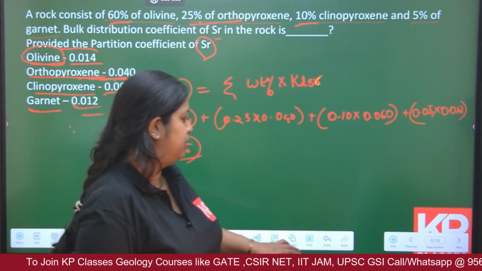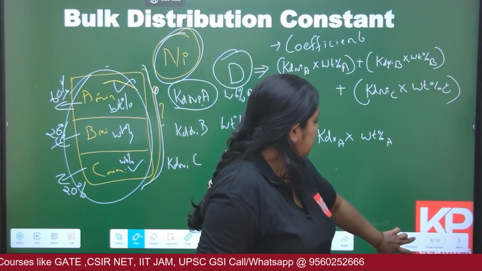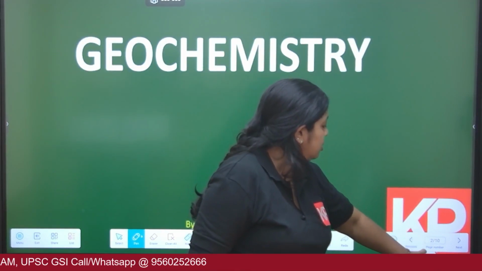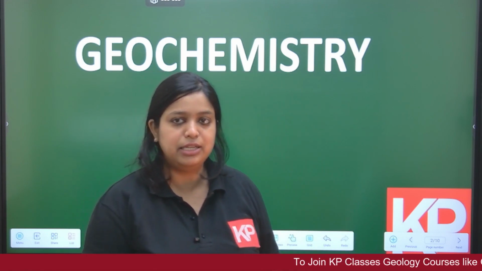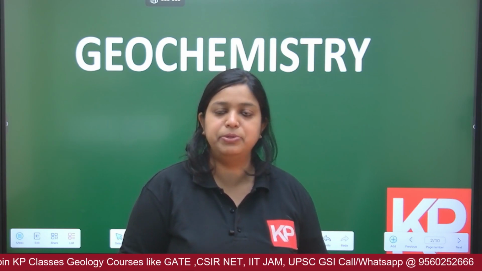Okay, so today we have simply defined the bulk distribution coefficient, partition coefficient and terminologies related to trace elements in the geochemistry portion. Geochemistry is a very important topic in GATE, NET, GSI and IIT JAM papers. In IIT JAM a minimum of 2 questions come. In GATE, in all the papers, a minimum of 2 to 3 questions come from this single subject. So it is a very important topic.